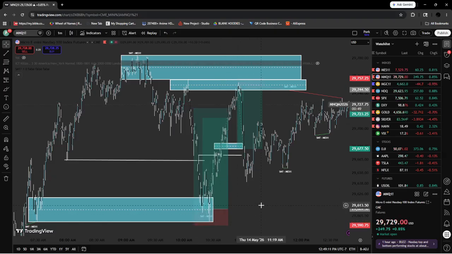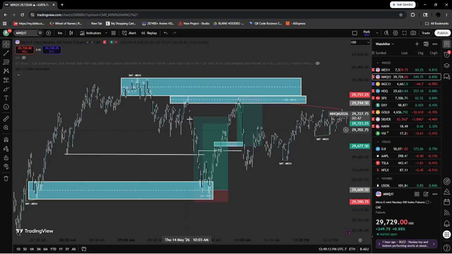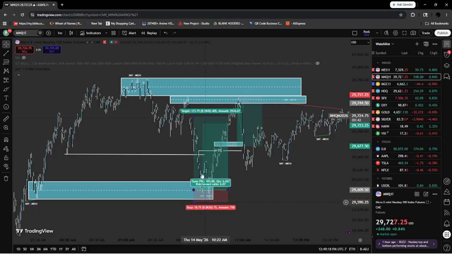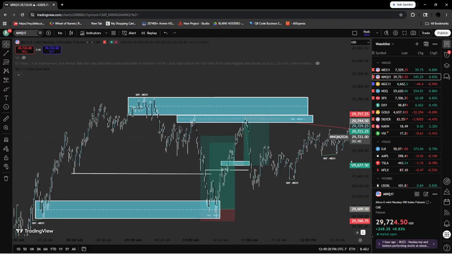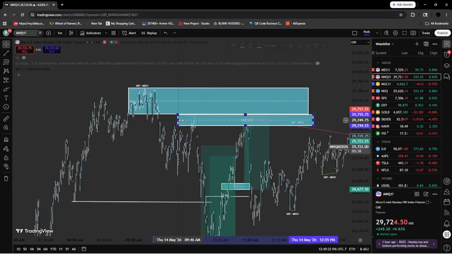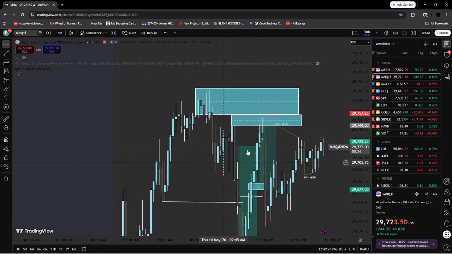Now, like I said, you make rejection blocks literally everywhere. This whole leg down right here, we had a rejection block at the top of it. And I marked that out already for you guys to see. But I go to the 5 minute. The 5 minute or higher time frames are really good for rejection blocks. As you guys know, higher time frames are more powerful than lower time frames.